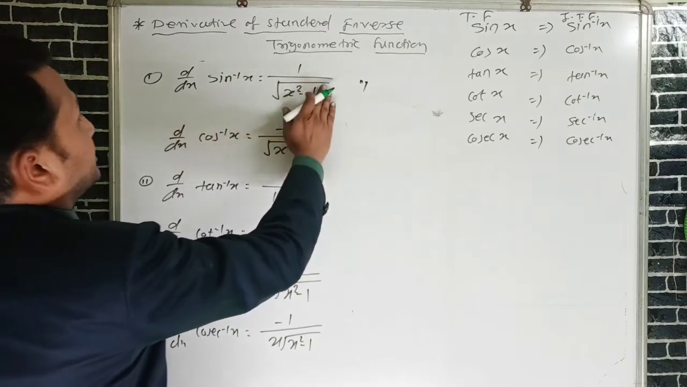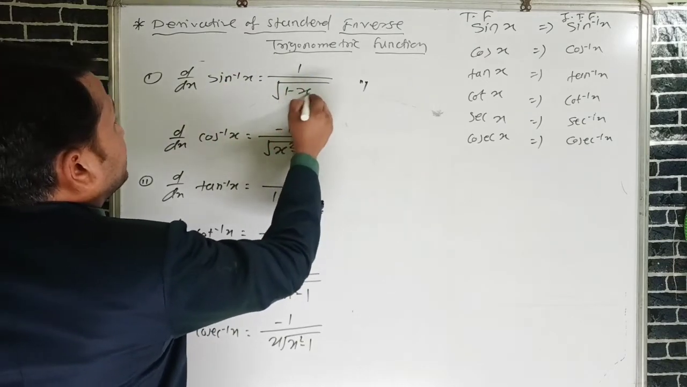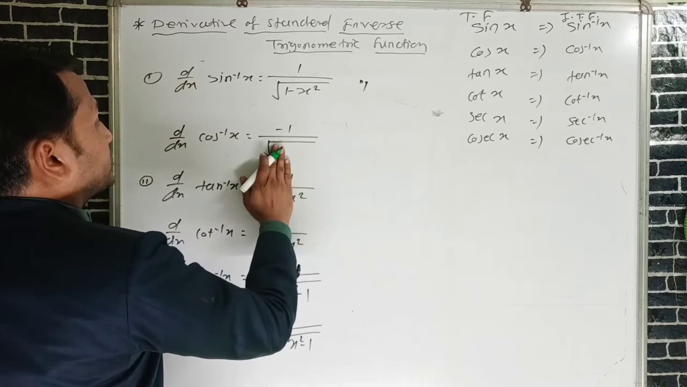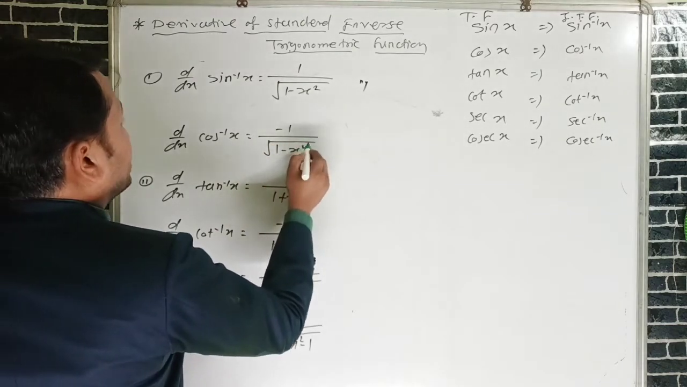The derivative of sin inverse x is 1 upon under root of 1 minus x square, and the derivative of cos inverse x is minus 1 upon under root of 1 minus x square.